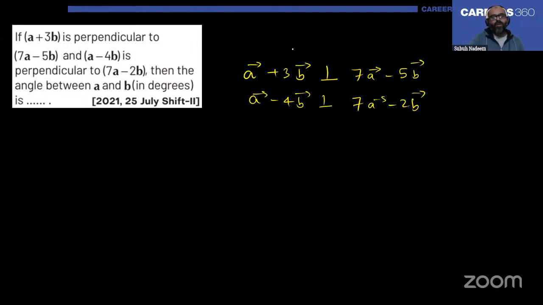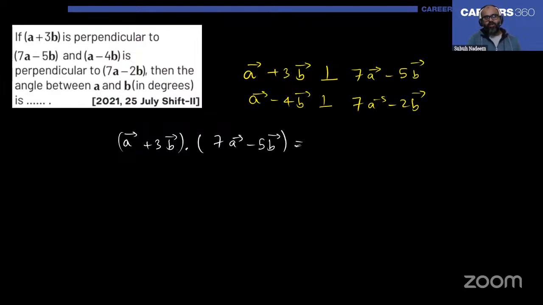Since these two vectors are perpendicular, we can say that (a plus 3b) dot (7a minus 5b) is equal to 0. So it is 7 mod a square, then minus 15 mod b square, and then 21 a dot b minus 5 a dot b, that is 16 a dot b. This is equal to 0.